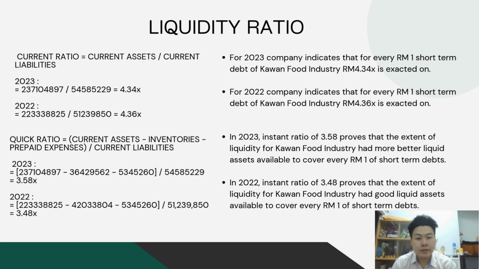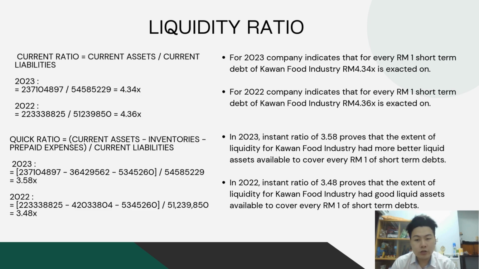All right, let's move on to the liquidity ratio. As everyone can see, the current ratio equals current assets divided by current liabilities. In 2023 we got 4.34, and in 2022 we got 4.36, which shows a slightly better liquidity ratio in 2022. For the year 2023, the company indicates that for every 1 ringgit of short-term debt, Kawan Food Industries has 4 ringgit and 34 cents. For 2022, it also indicates for every 1 ringgit of short-term debt, it has 4.36.